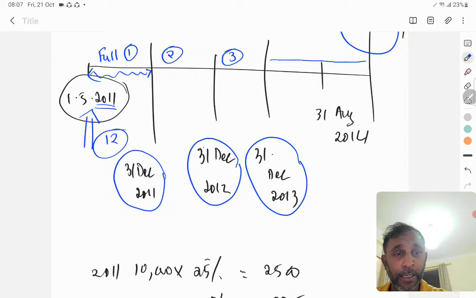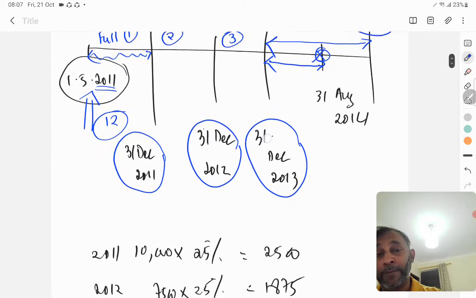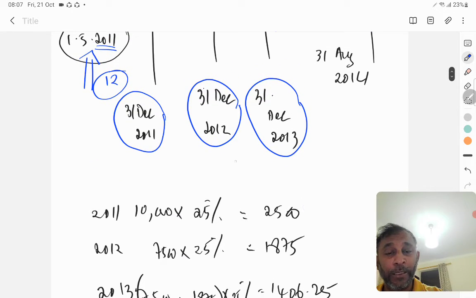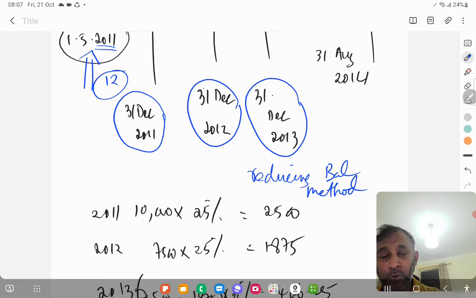So in this year, regardless of when you have disposed of it and how long the car was with the business, we will not charge any depreciation. This is the company policy with regard to depreciation. Further, for the depreciation method, they say reducing balance method. These 2 methods you need to be aware of.